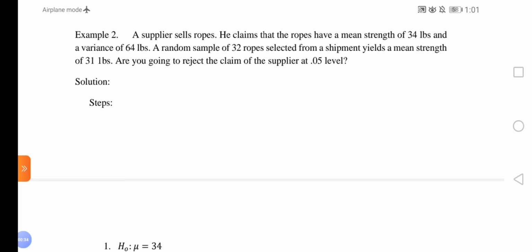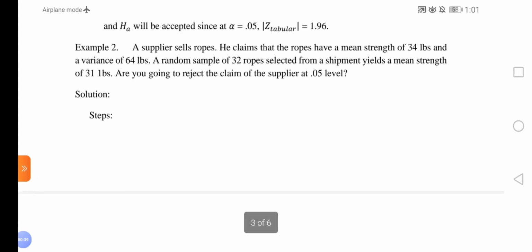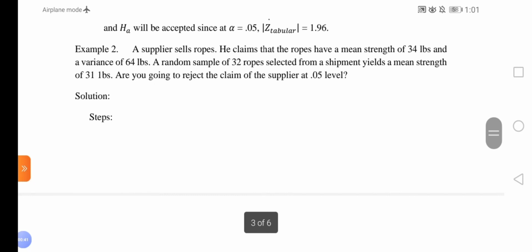So, our solution, or our null hypothesis, is population mean is equal to 34, and our alternative hypothesis is population mean is less than 34. Since our alternative hypothesis is talking about less than, then this test is a one-tailed test. So for us to test the two hypotheses, let's proceed with our first step.